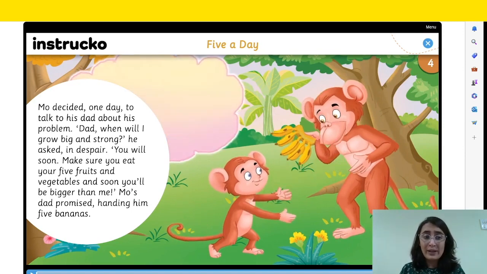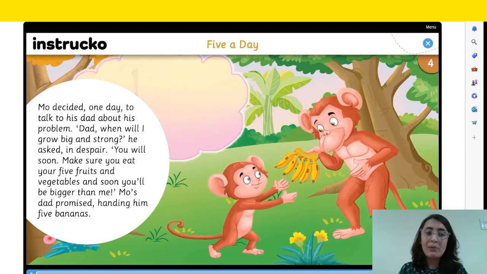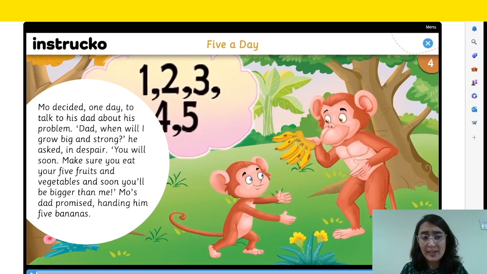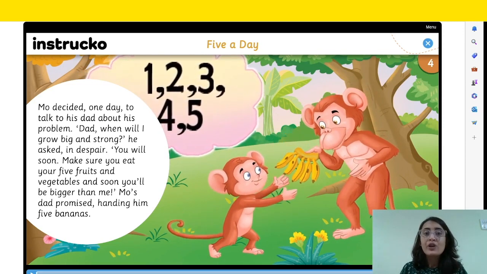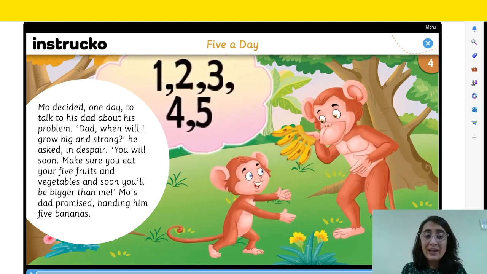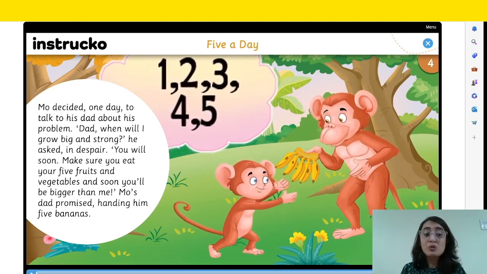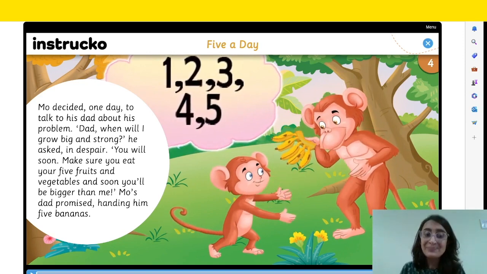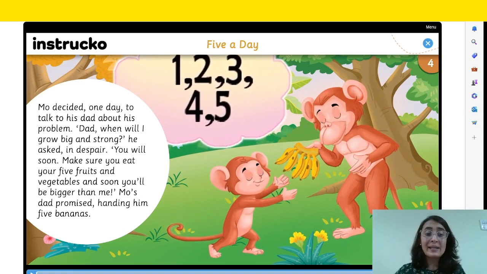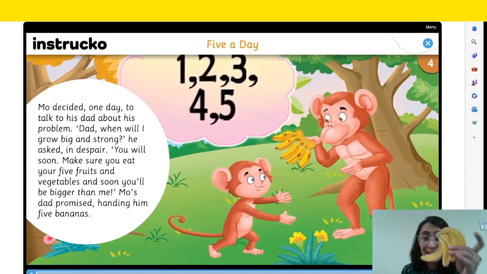Now let's continue with the story of Mo. Mo decided one day to talk to his dad about his problem. "Dad, when will I grow big and strong?" he asked in despair. "You will soon. Make sure you eat 5 fruits and vegetables, and soon you will be bigger than me," Mo's dad promised, handing him 5 bananas. Okay?